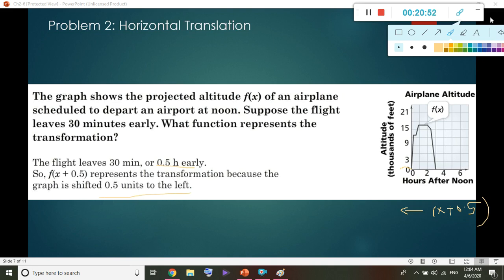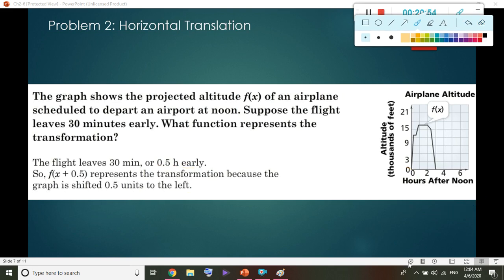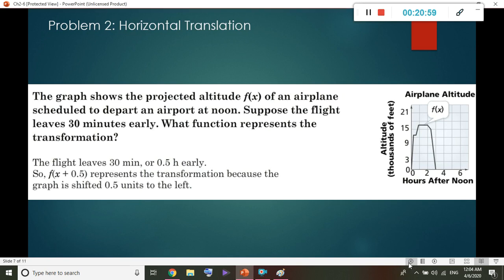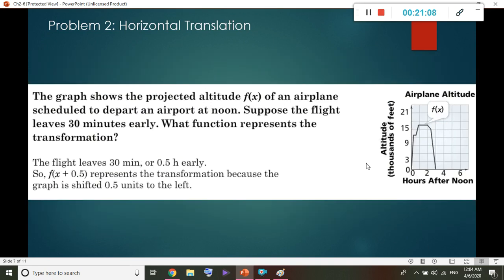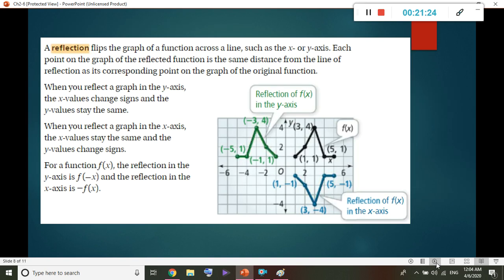The graph is shifted 0.5 units to the left. In the previous example, it was shifted 2 units to the right, so that's why we had x minus 2, and here 2 units to the left, so it's going to be plus. Okay, girls, so now you can differentiate if it's adding or subtracting. So again, left you're going to add, and right you're going to subtract. It's the opposite of what we always know. Okay, so just put this in your mind.